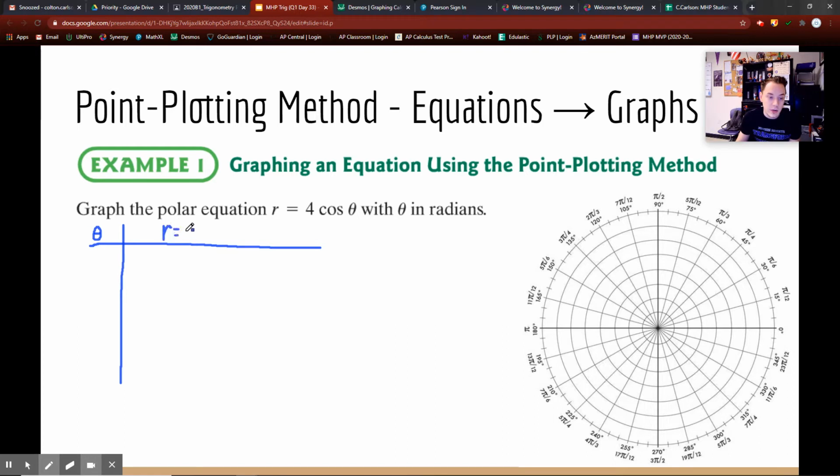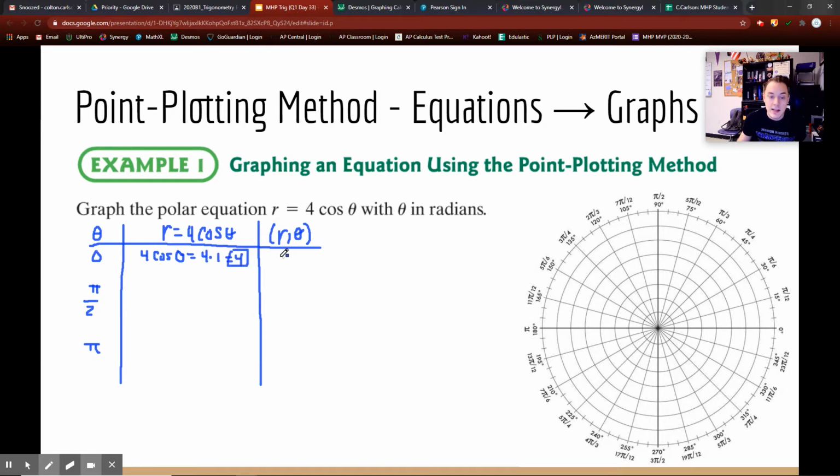This is my actual equation for cosine of theta, and then this will be my point over here, r comma theta. Okay, so let's just pick a couple of these. Let's just pick 0 radians, pi over 2, and then pi. I think those are good. I'm just going to pick those 3. So when I put 0 in here, what I get is 4 cosine of 0. And cosine of 0 is just 1, so that means it's 4 times 1, which equals 4.